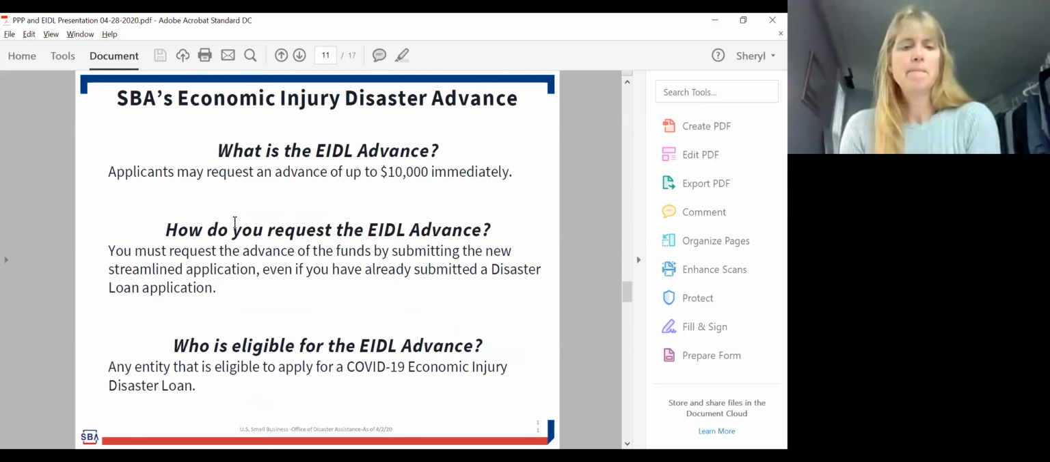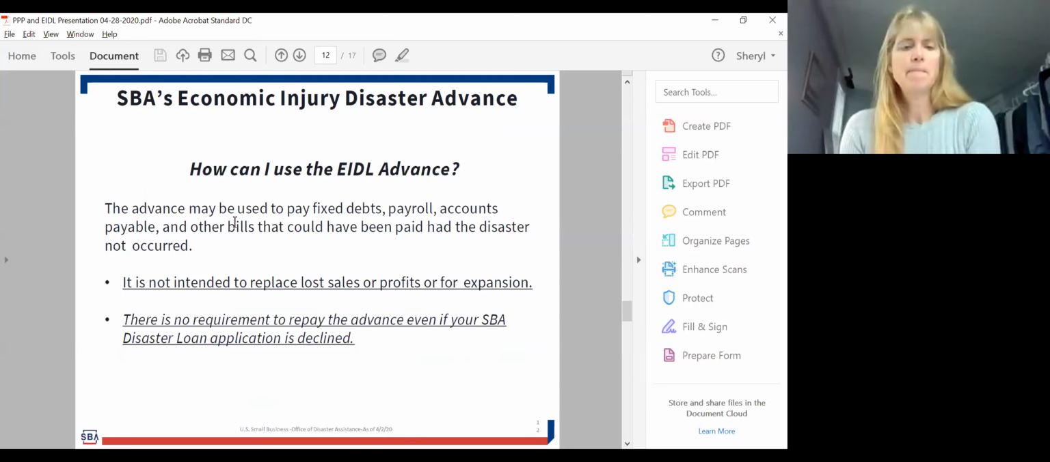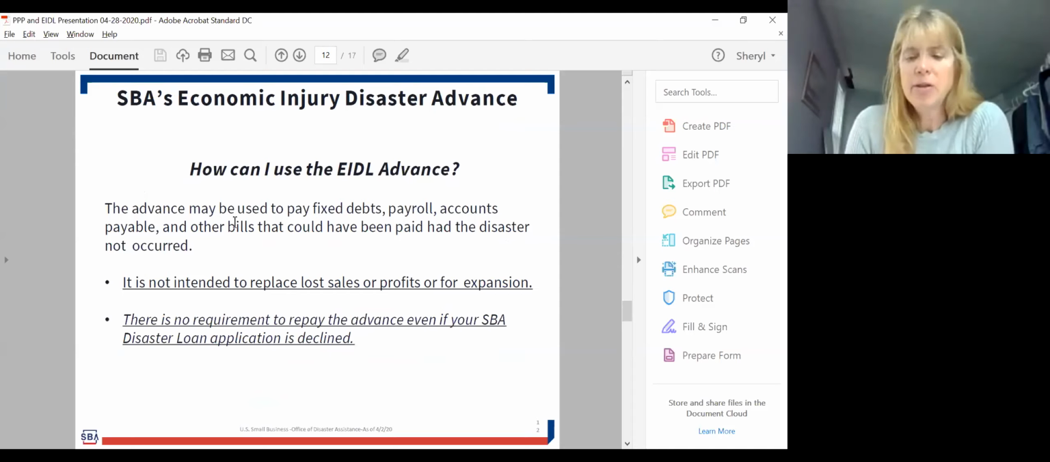Let's see. The EIDL advance entity, how can I use it? It can be used to pay fixed debts, payroll, accounts payable, and other bills. And there's no requirement to repay the advance. And that's really important. So it's up to $10,000.